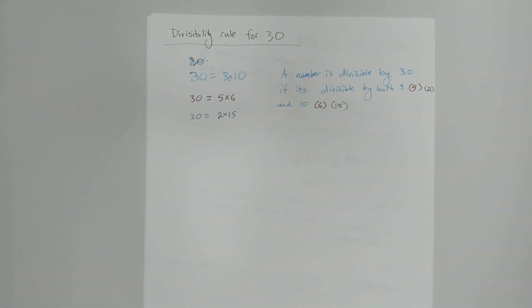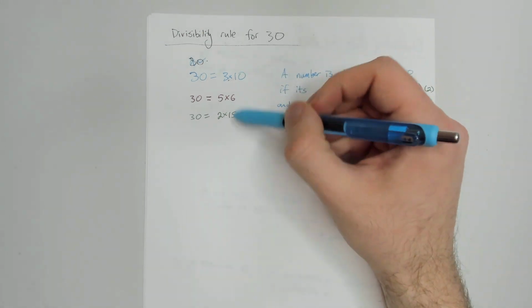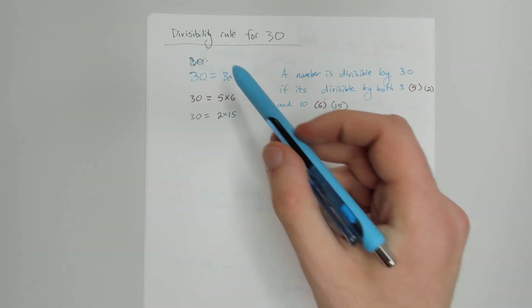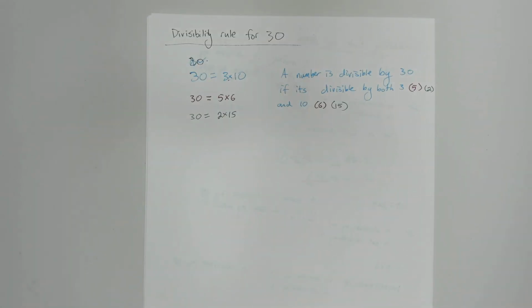So we see that we actually can have some options because we have several different pairs of factors of 30 that are coprime with each other. So we have different options to test if a number is divisible by 30 or not. So hopefully you're starting to get the idea that we can use coprimes and we can use the factorizations of numbers to basically generate divisibility rules for that number.